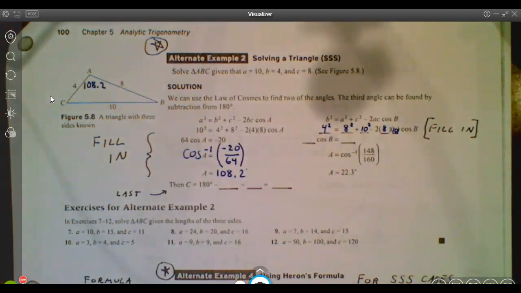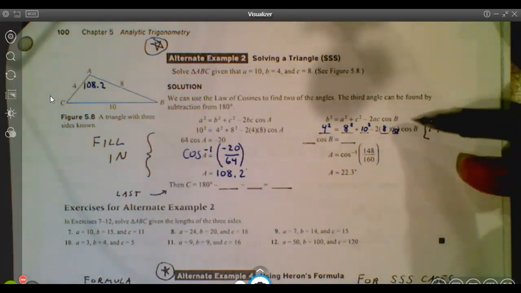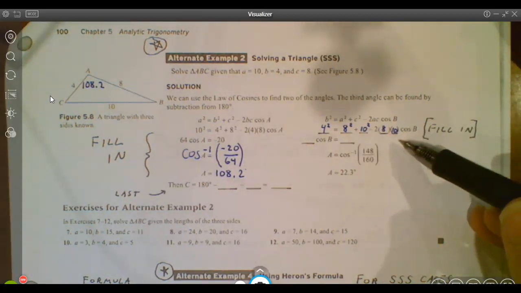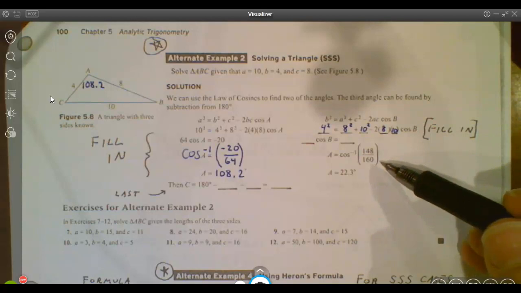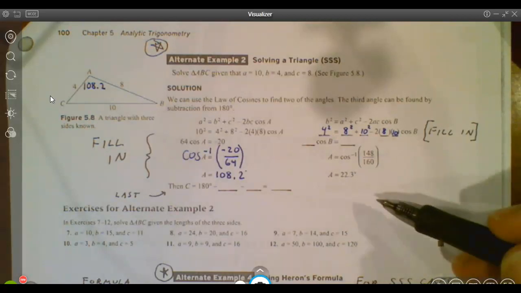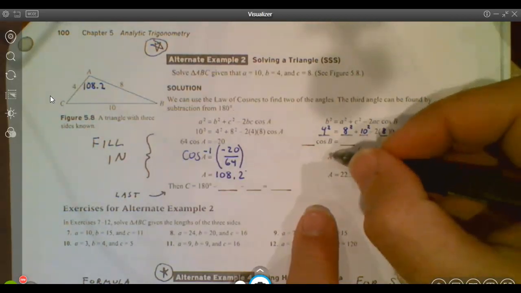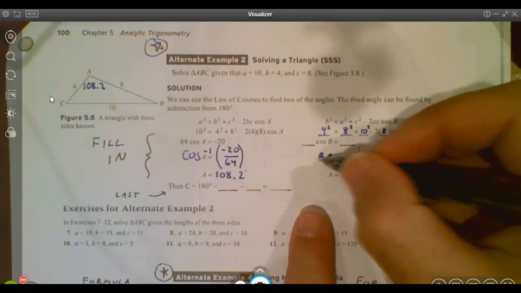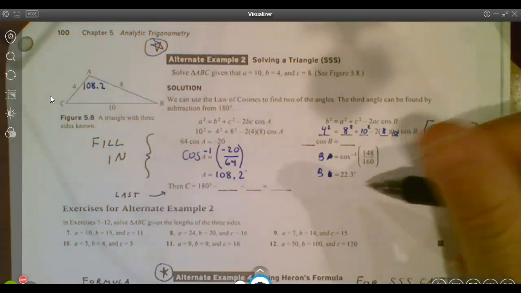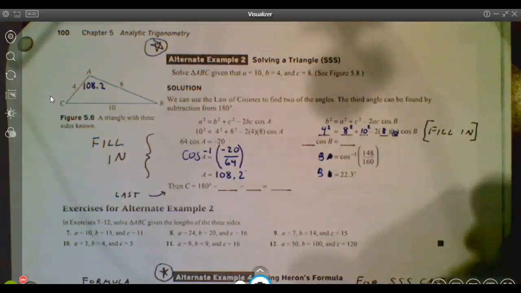So just plug it into the formula. Of course, as we go ahead and clean all that up, this is just not a whole lot different than what we've already been doing, so let me jump to this stage right here. Ultimately, I need to take the inverse cosine to finish it off since I'm looking for an angle. I'm getting 22.3. I think they made a typo here. This should say B. This is supposed to be angle B that we are working with, not A. So angle B comes out to be 22.3 degrees.